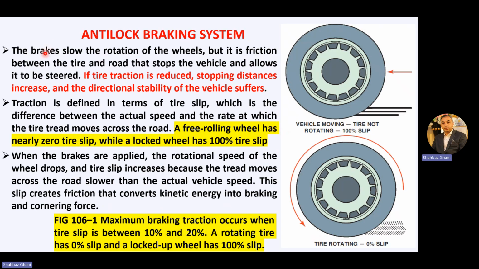Now let's see. The brake slows the rotation of the wheel, but it is the friction between the tire and the road that stops the vehicle and allows it to be steered. So brake basically stops the rotation of the wheel, but it is the friction between the tire and the road that stops the vehicle and allows it to be steered. If tire traction is reduced, means the contact at that contact point, stopping distance increases and the directional stability of the vehicle suffers.